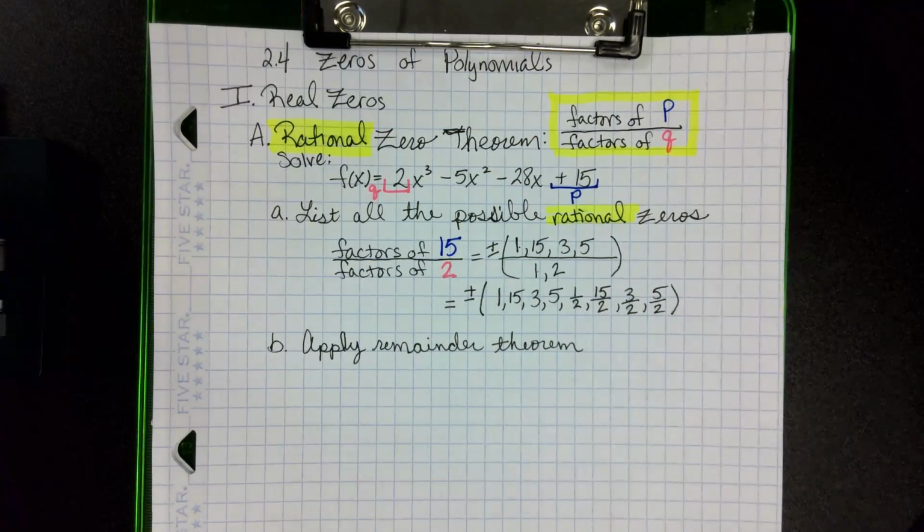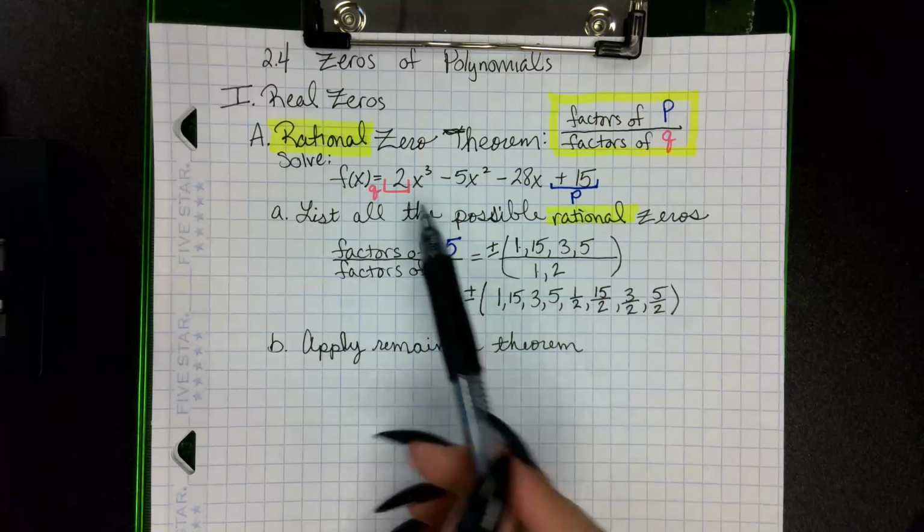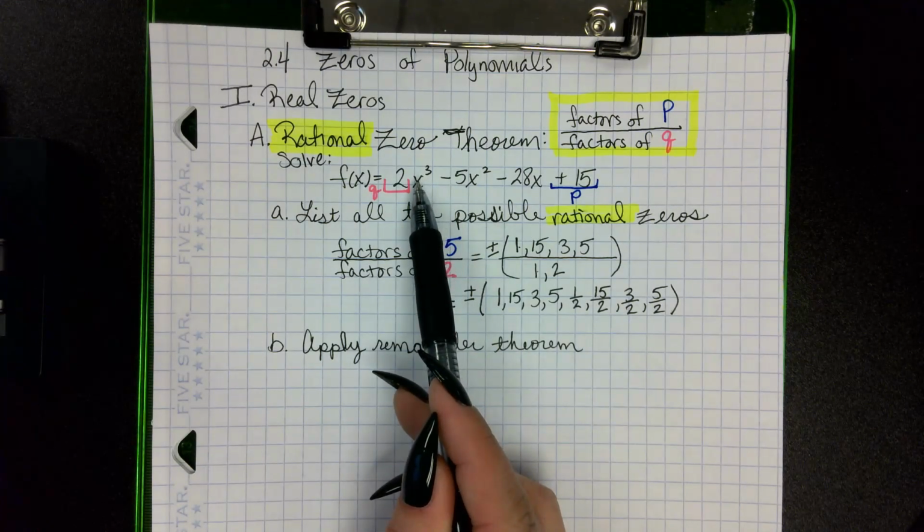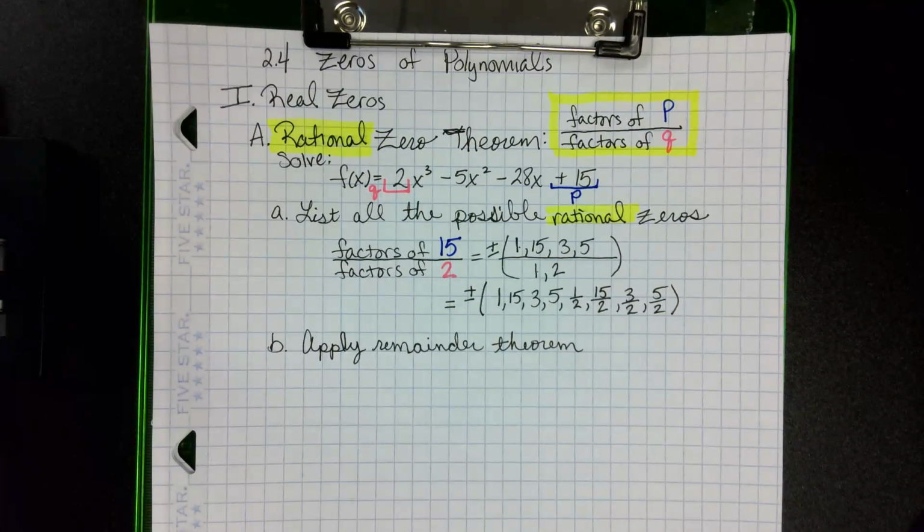But how many real zeros are there? Well, this is degree 3, so we know there are only 3 of them. But we've narrowed it down from the infinite possibilities of zeros down to 16. So it's pretty good, but we want to find out which ones they are, or at least one of them.